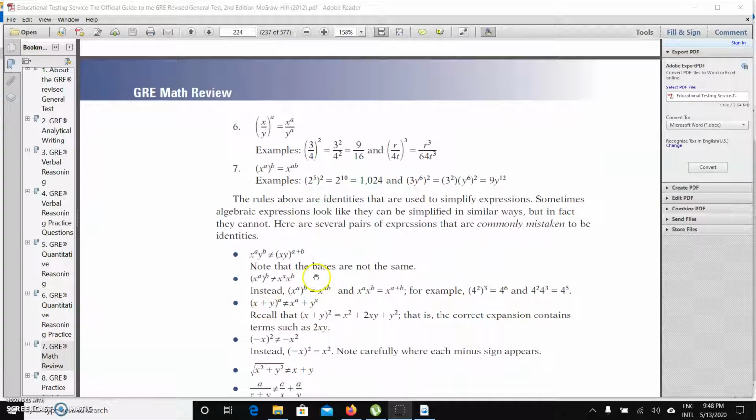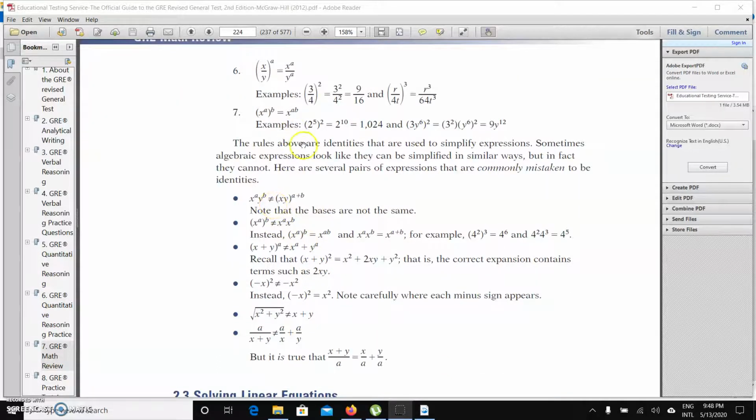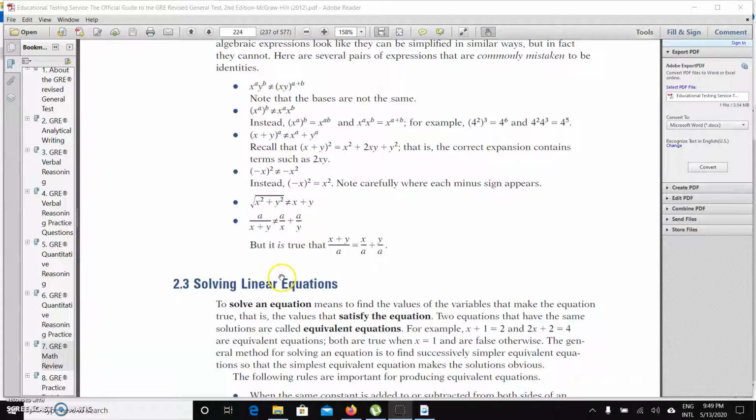These are the rules you need to know. These are things that you should not fall for. The rules above are used to simplify expressions. Sometimes algebraic expressions look like they can be simplified in a similar way, but in fact they cannot. Here are several pairs of expressions that are commonly mistaken to be identities. So don't make a mistake. These are the things that will not work. Don't fall for this trap, so you can learn it.